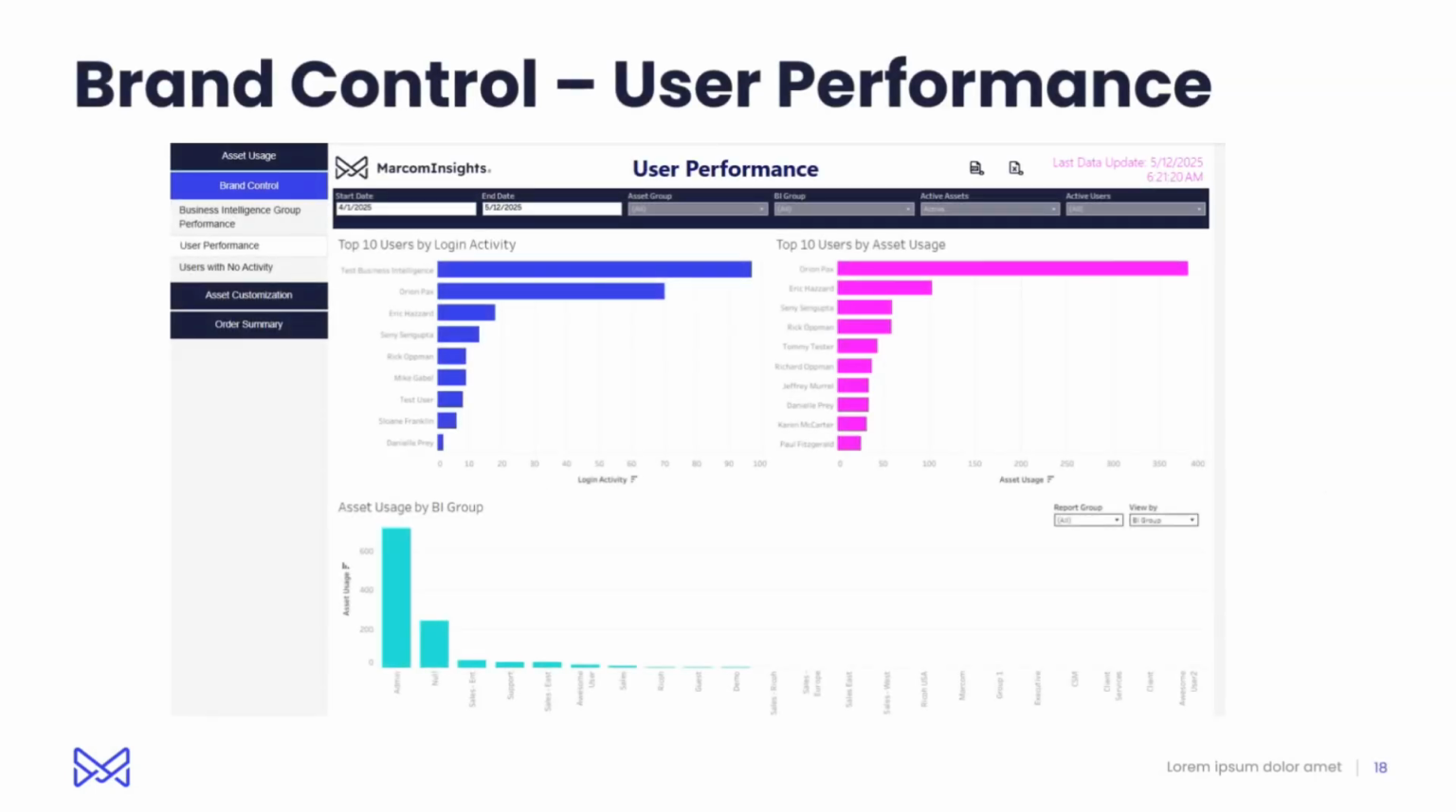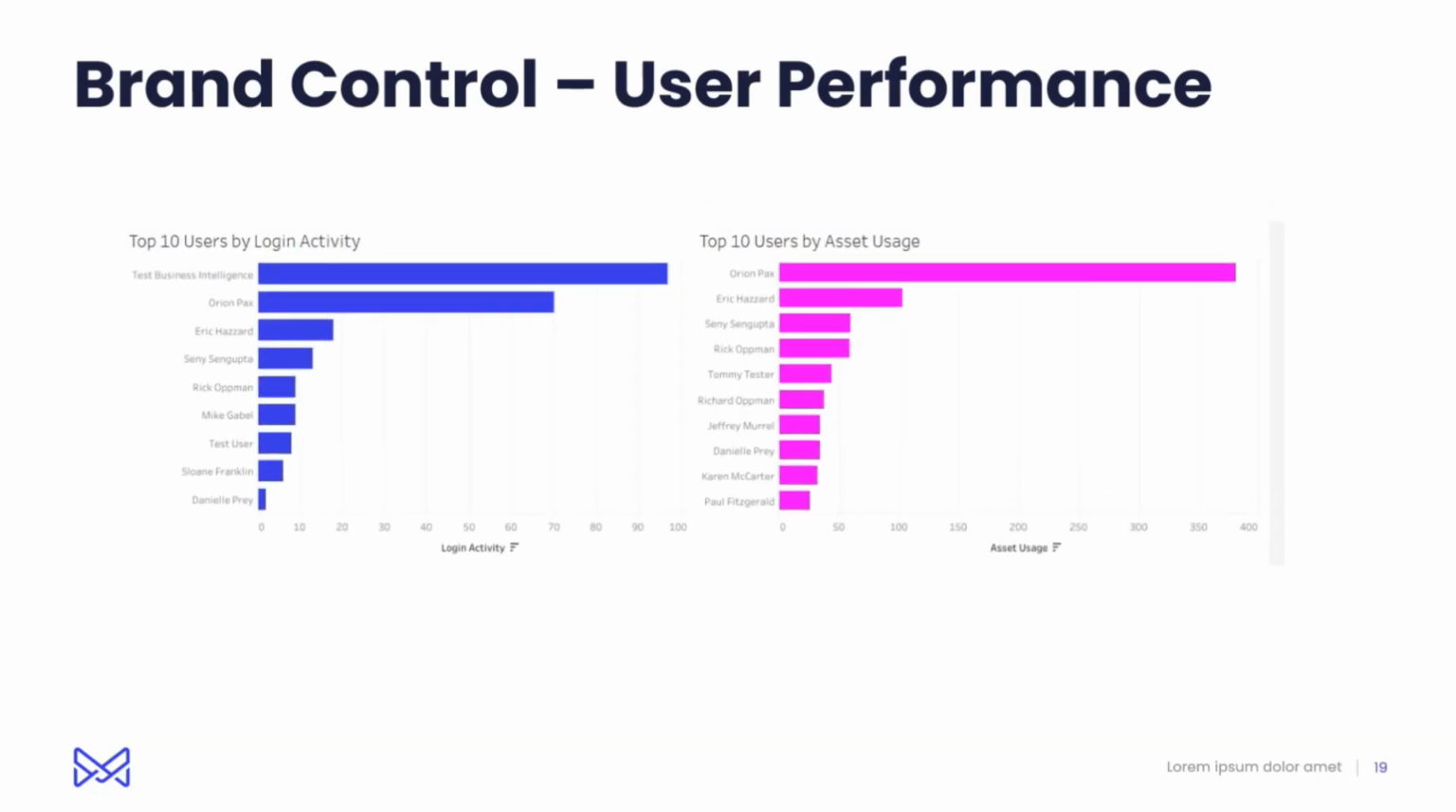Next, under brand control, we have the user performance dashboard. And here we can see our top users by login activity and by asset usage. So they should be similar because you'd assume if someone is logging in a lot, they should also have a lot of usage. So this can help you identify your top users and any trends.